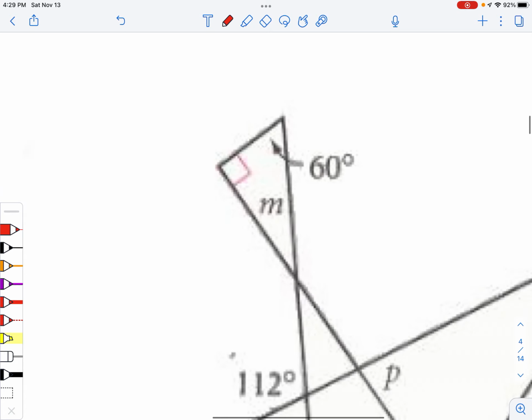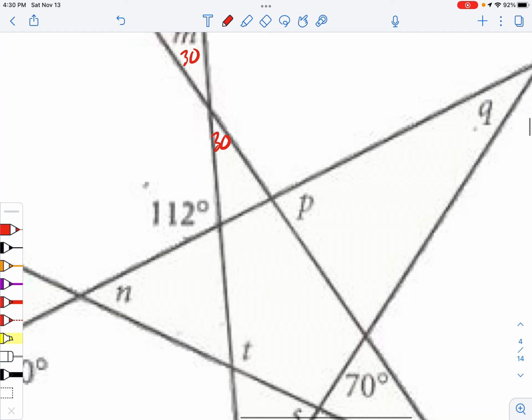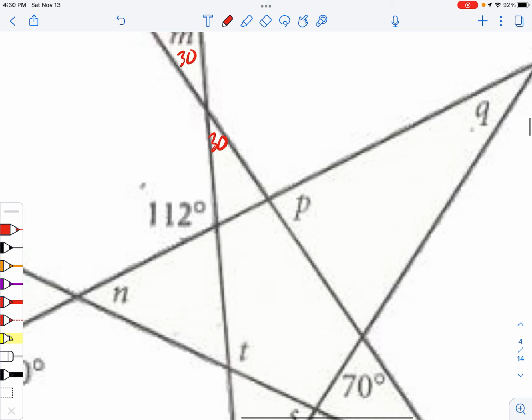The first triangle I see is right up here. It has a 90 and a 60. So that makes 150. Subtract from 180 and you get 30 degrees. I see vertical angles here, this one and this one, so that's also 30. I see a linear pair here, the 112 with that angle. Those have to make 180, they make a straight line. So that makes this angle 68.